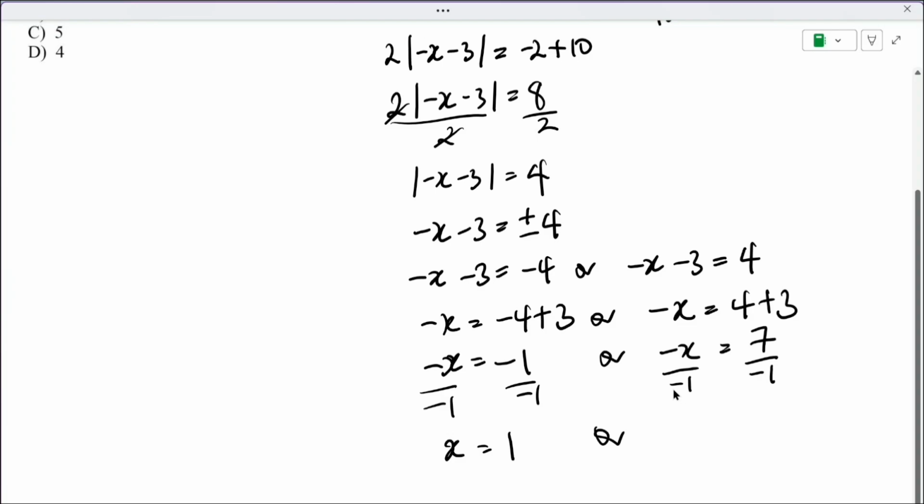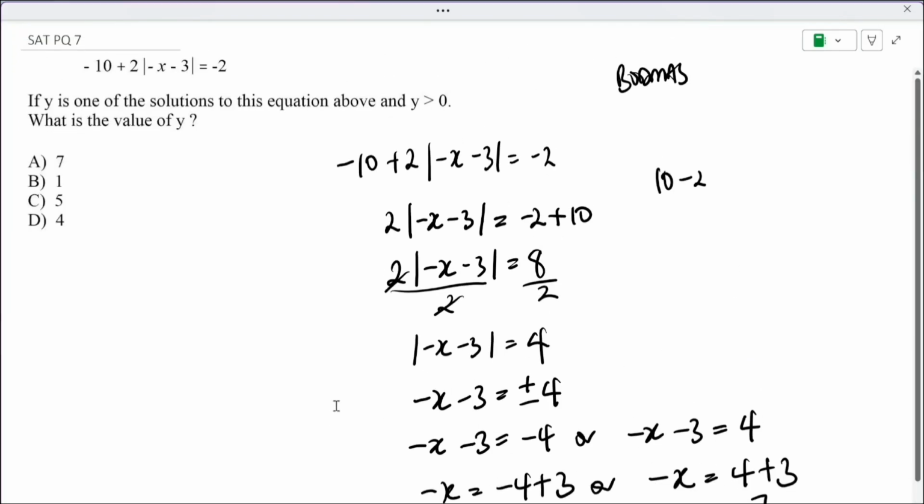Negative divided by negative is positive. x divided by 1 is x, equals, this 7 has a positive and this 1 has a negative. Positive divided by negative will give you negative. Then 7 divided by 1 will give you 7. So x here is negative 7. So the two values for x are 1 or negative 7. Let's go back up and write it. x equals 1 or negative 7.